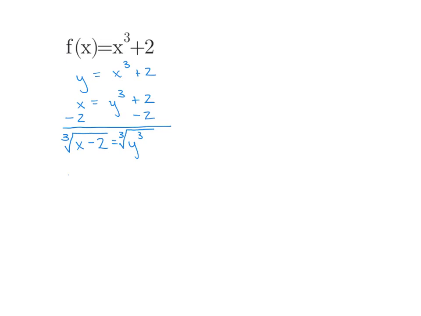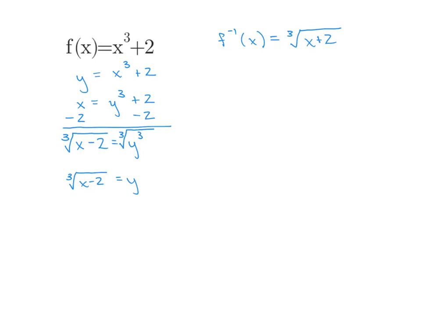So we get the cube root of x minus 2 equals y. Last step, we want to go ahead and put this back in function notation. This is the inverse function. So I'm going to have f to the negative 1 of x equals the cube root of x plus 2.